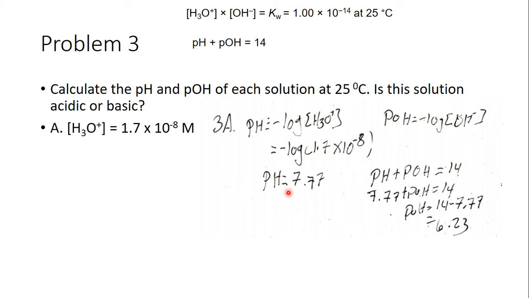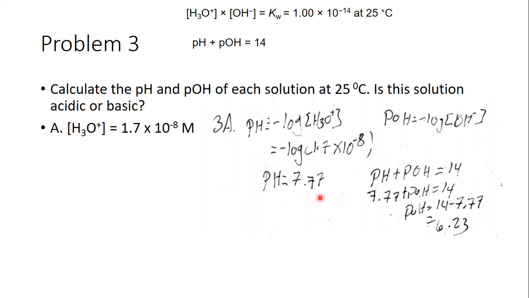Now, to determine if something's acidic or basic, you can use pH. If the pH is above 7, it's basic. So this is a basic solution. If the pH is below 7, it's acidic. And if pH is 7, it's neutral.